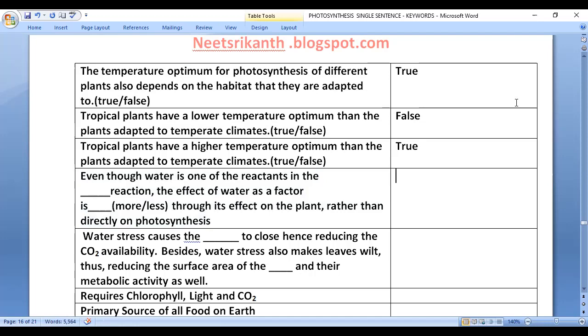Even though water is one of the reactants in the light reaction, the effect of water as a factor is more through its effect on the plant rather than directly on photosynthesis. Water stress causes the stomata to close, hence reducing the carbon dioxide availability. Besides, water stress also makes leaves wilt, thus reducing the surface area of the leaves and their metabolic activity as well.